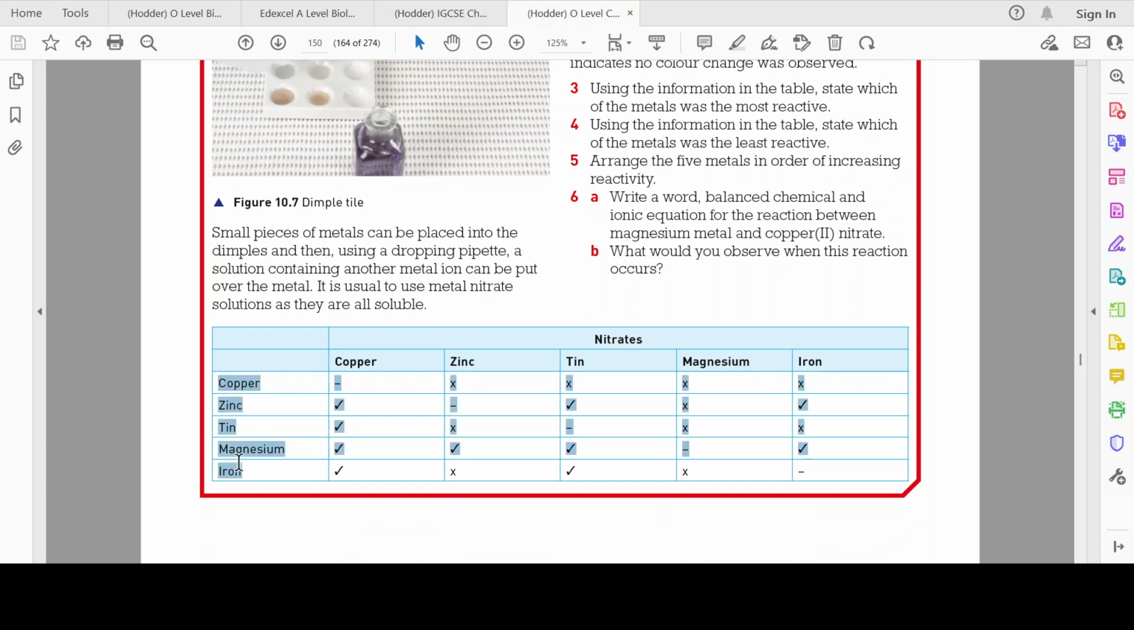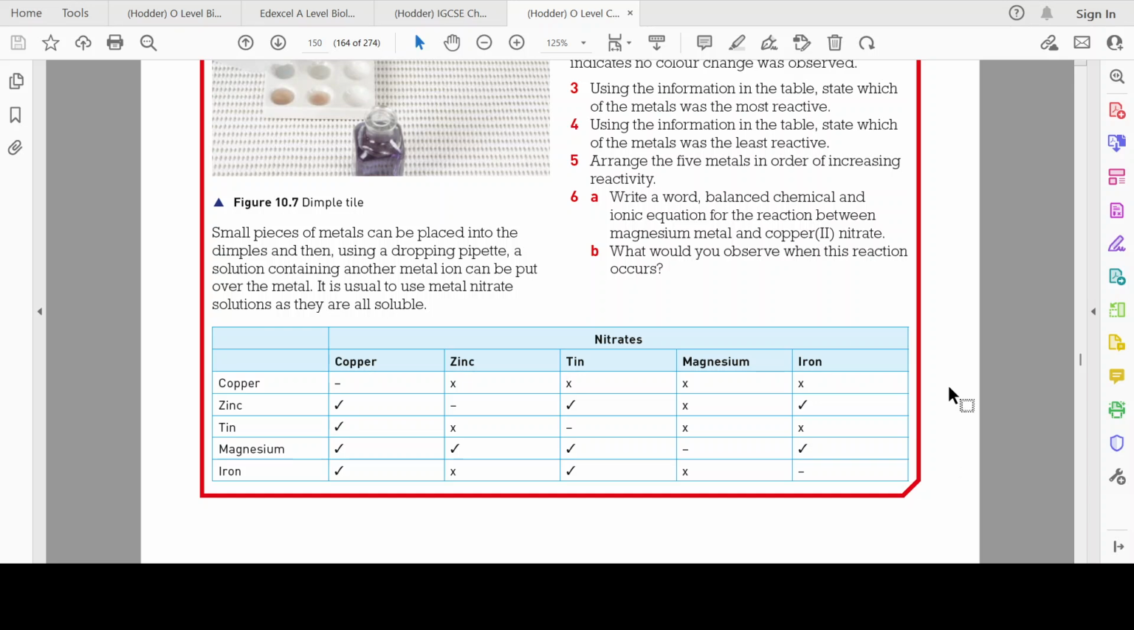Now these are the metal pieces and these are the metal nitrates that were added to each piece. So this experiment was conducted like 5 times. First of all, they took a piece of copper and they added copper nitrate to it. So copper and copper, no reaction. The dash means no reaction. It's not that a displacement color change didn't happen. Copper is not going to react with itself. There was no color change for zinc, tin, magnesium or iron, meaning that copper is less reactive than any of these 4.